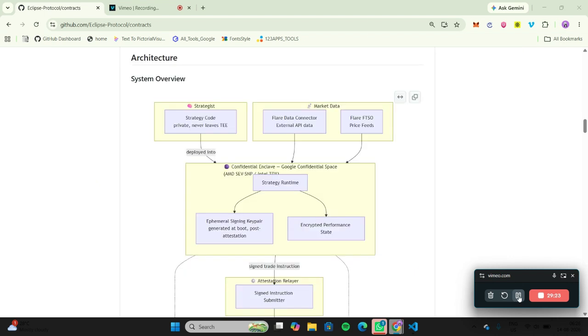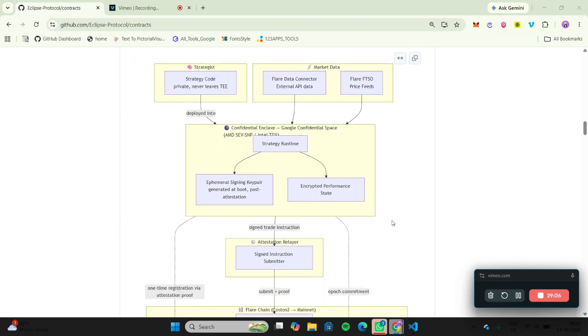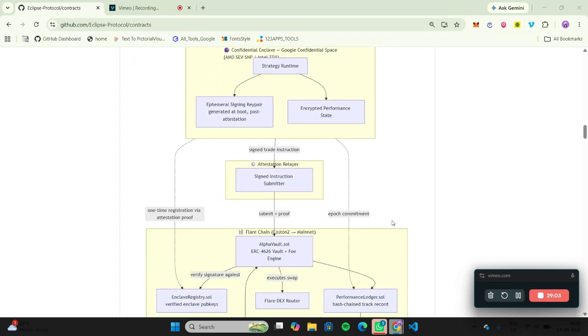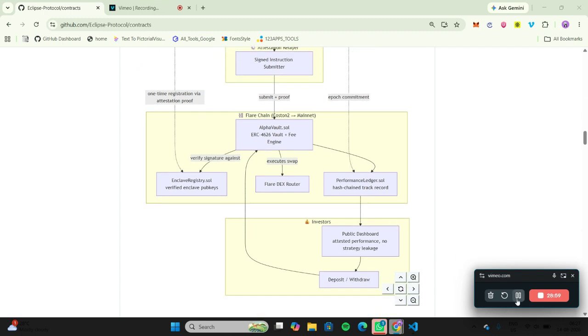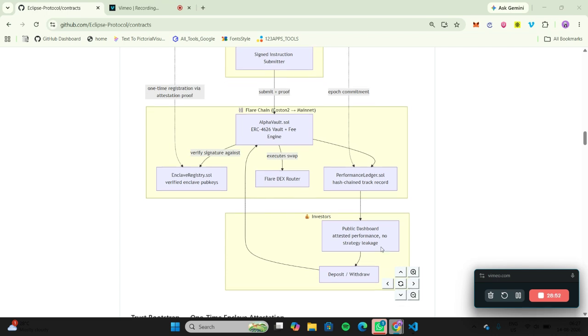Coming to the architecture, the strategy's trading logic runs inside the trusted execution environment. The strategy itself never leaves the enclave, only a signed trade instruction comes out. Flare's FDC verifies the attestation proof, and only verified instructions can reach the vault. The resulting execution and performance are recorded on chain. You can visualize this in the dashboard. The key point here is the strategy stays private, while its performance becomes publicly verifiable.